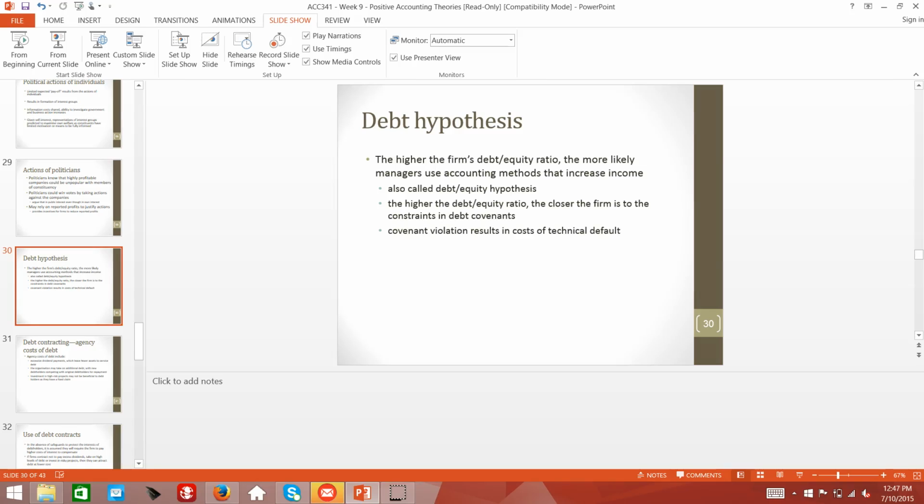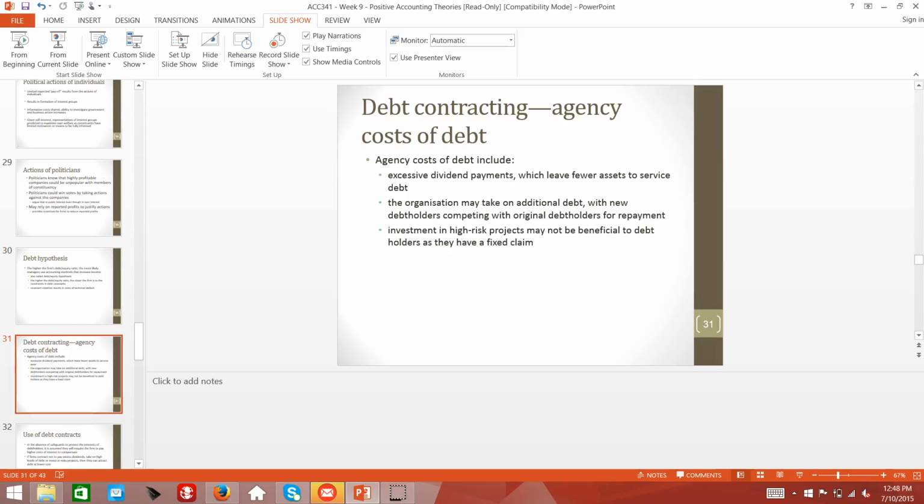So what happens when we've got debt? When a company's got a debt contract with a bank or with another private individual, they want to make sure that the firm doesn't overcommit themselves to debt, to paying high dividends, all of these sorts of things. They contract with the firm's managers to keep the performance of the firm within a given level. So the agency costs of debt, remember we were talking about agency costs before, residual costs, those sorts of things. What are the costs associated with these contractual arrangements?